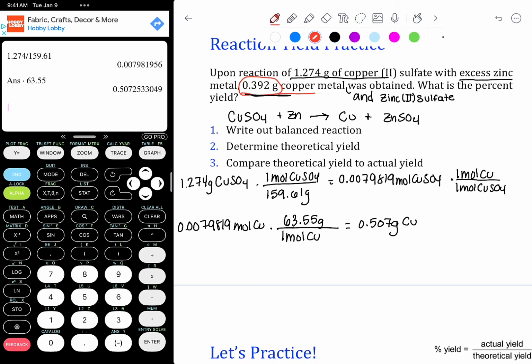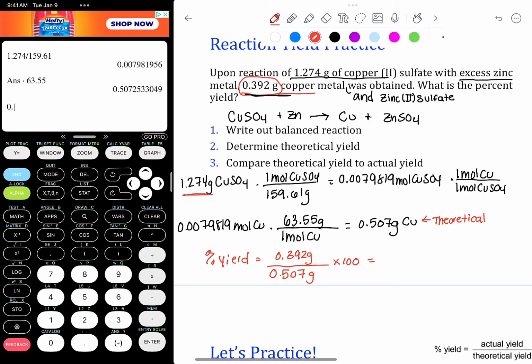Okay, so that's our theoretical yield. If all of my copper sulfate reacts perfectly, I should get out 0.507 grams of copper. But we know from this reaction that we only get out 0.392 grams of copper, so we can find the percent yield by taking that actual amount, 0.392, and dividing it by the theoretical 0.507 and multiplying it by 100.